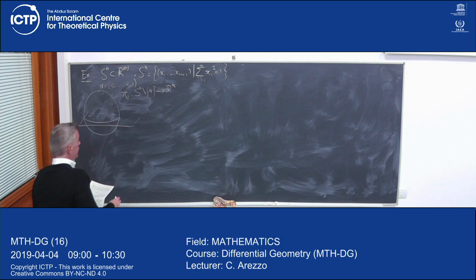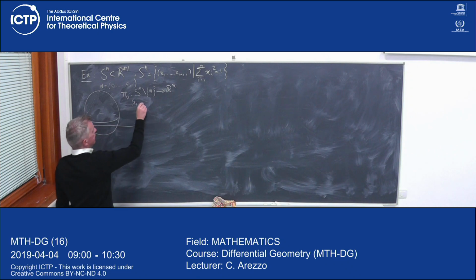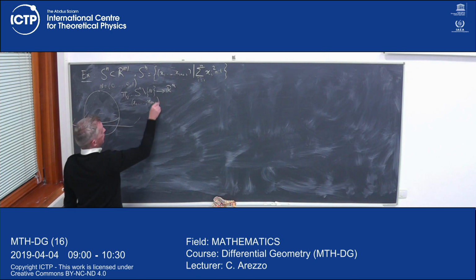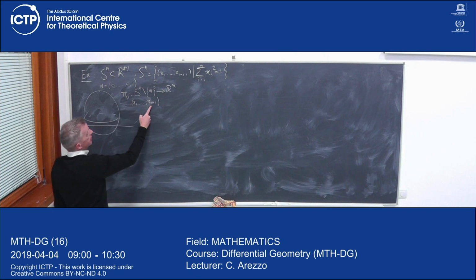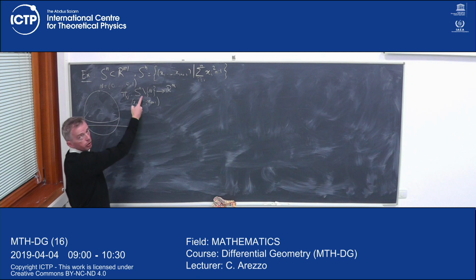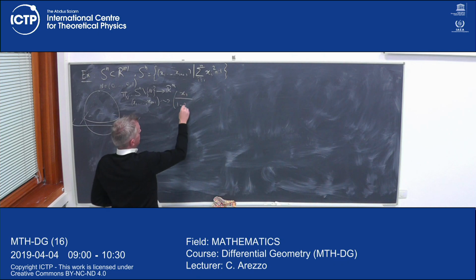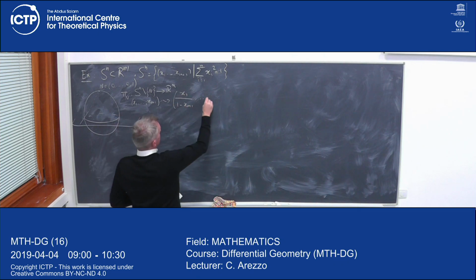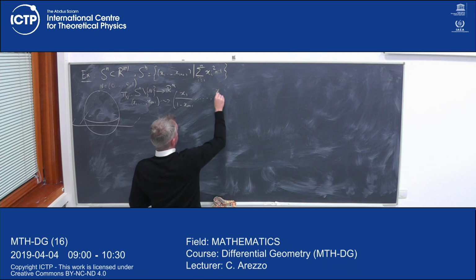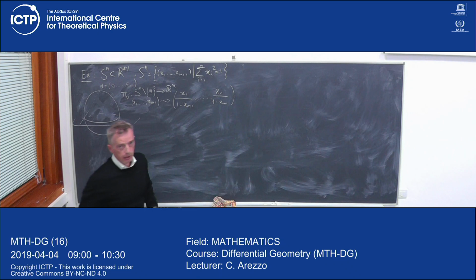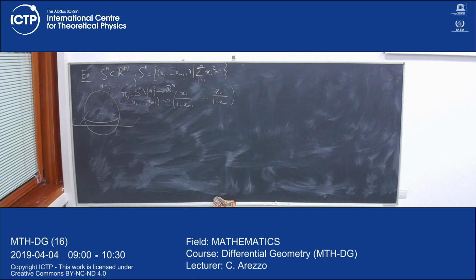And actually I can already use the expression. So this takes (x_1, ..., x_{n+1}), with the only restriction that x_{n+1} is different from 1, because it's not the North Pole, and this goes to x_1 divided by 1 minus x_{n+1}, ..., x_n divided by 1 minus x_{n+1}. This is the output of the exercise.